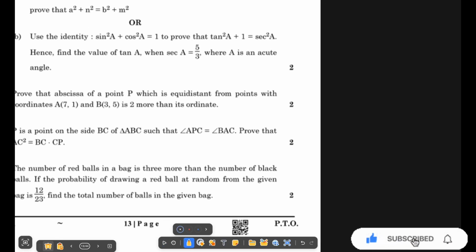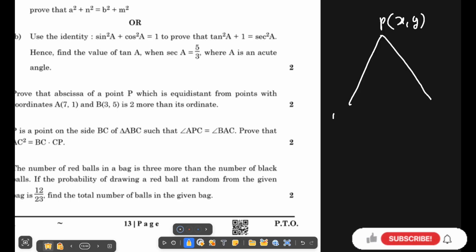So what is given here: point P, let it be (x, y), is at equal distance from point A, which is (7, 1), and point B, which is (3, 5).